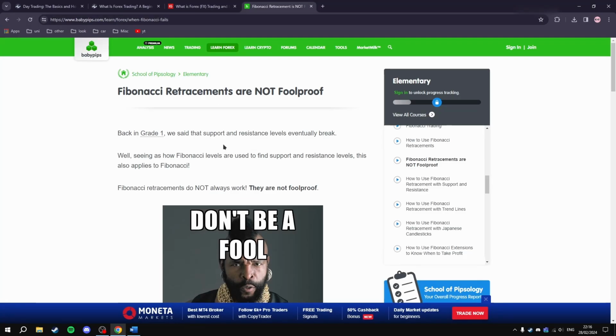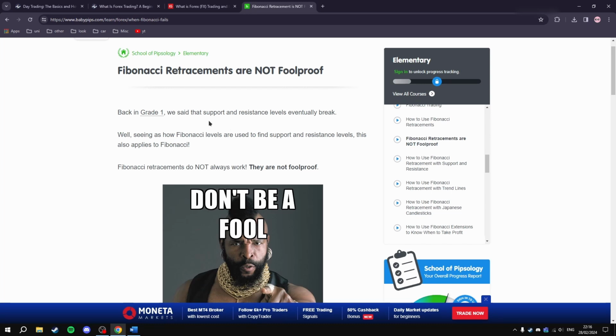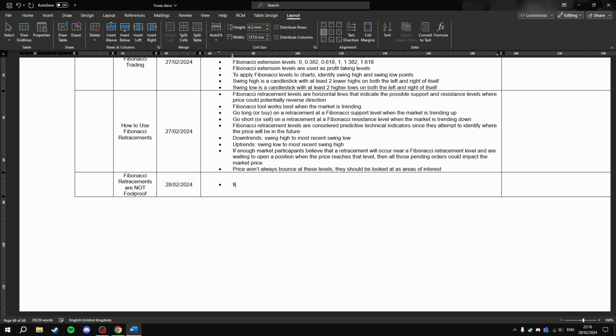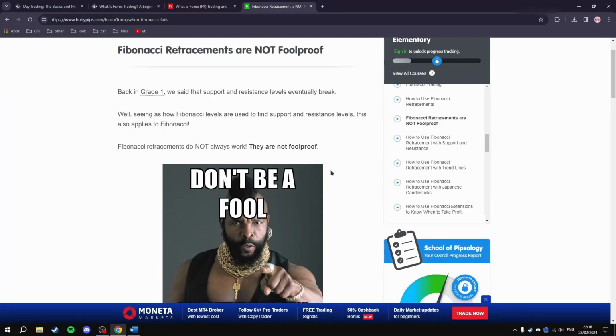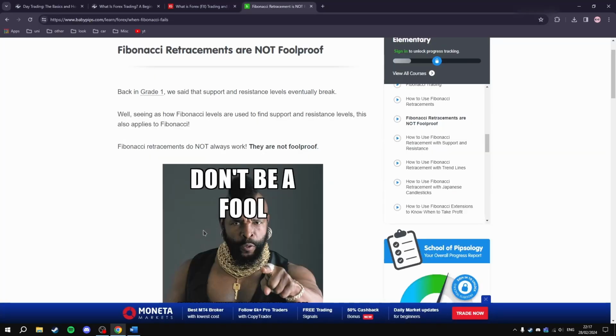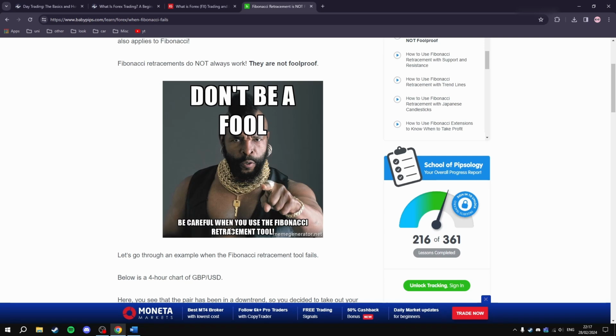Back in grade 1 we said that support and resistance levels eventually break. Well, seeing as how Fibonacci levels are used to find support and resistance levels, this also applies to Fibonacci. Fibonacci retracements do not always work, they are not foolproof. Don't be a fool, be careful when you use the Fibonacci retracement tool.